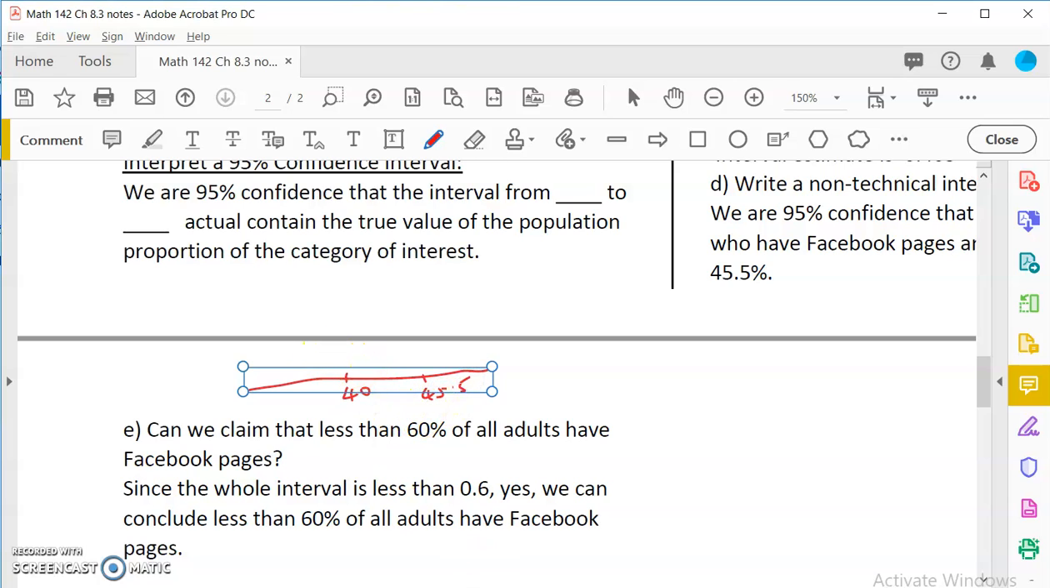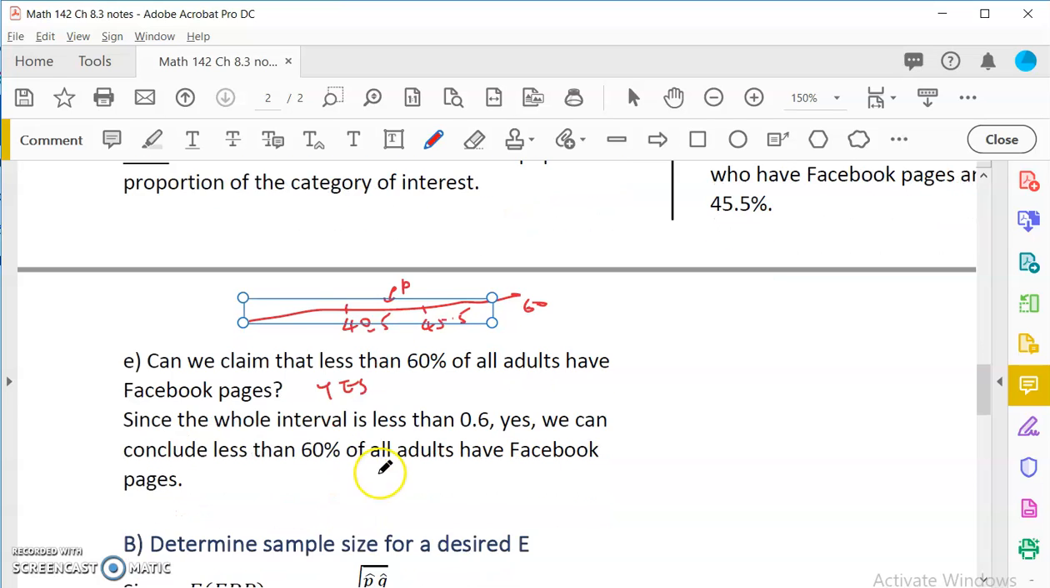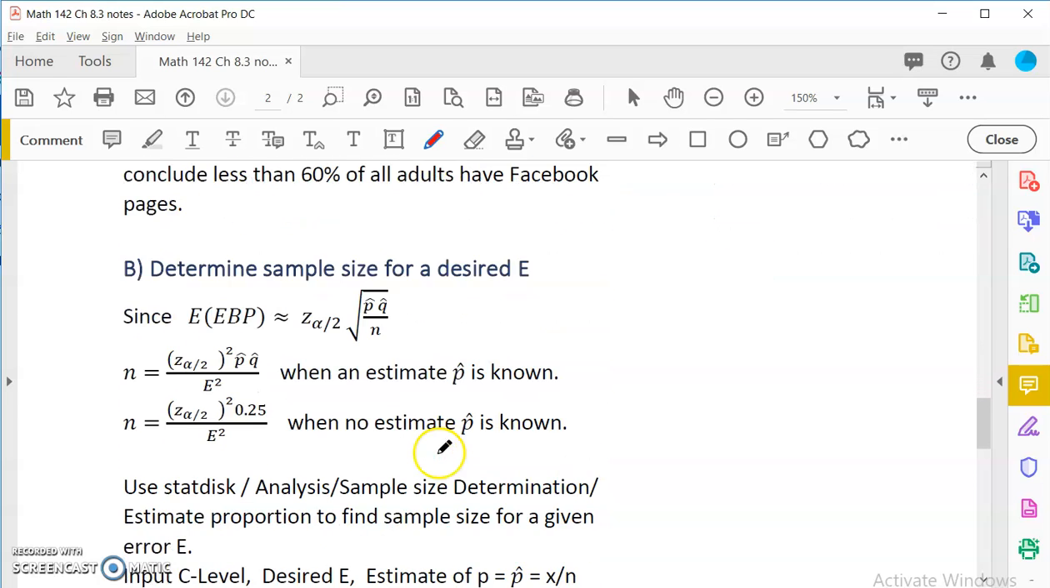What is it? Is it 40 point what? 40.5. Yeah, 40.5 to 44.5. And then 60 is all, so these are all possible proportions, right? But 60 is here. So all of these numbers are less than 60. So we say yes. Since the whole interval's possible values are less than 0.6, we can say less than 60% of all adults have Facebook pages.